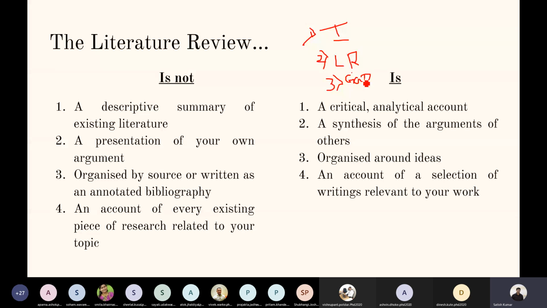So again, the literature review is not organized by source or written as a bibliography type of thing, right? It is around the ideas. Just collecting the bibliography or different papers and writing is not the thing. It is about the idea. First you need to find the idea, then go on doing each and every step to achieve the context as well as the gap.